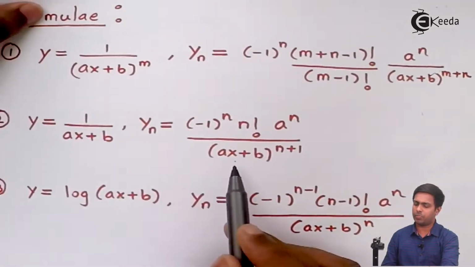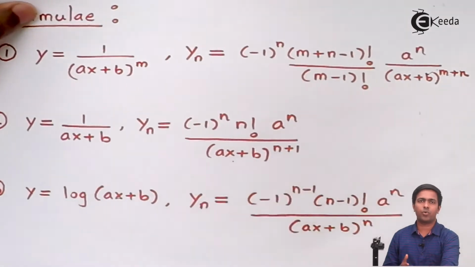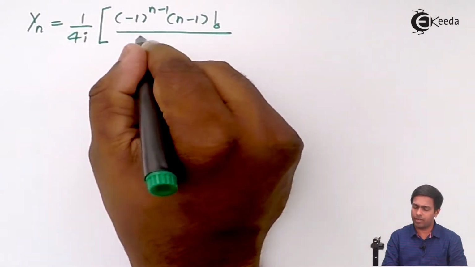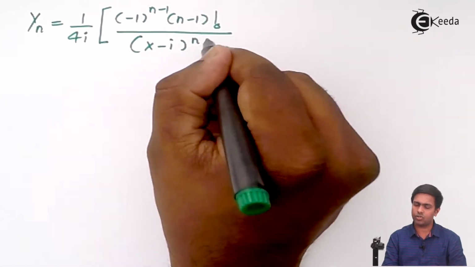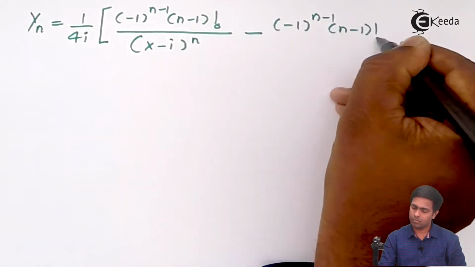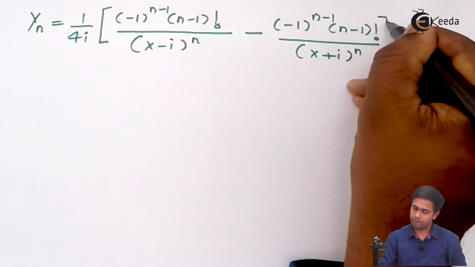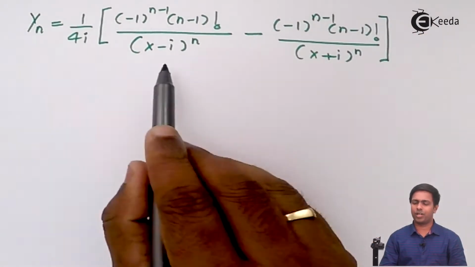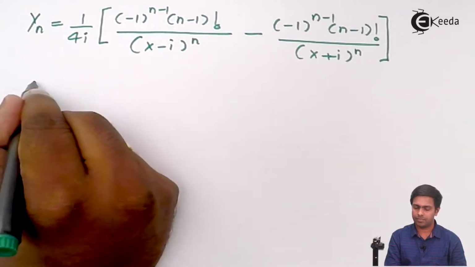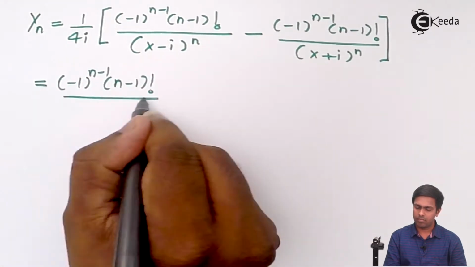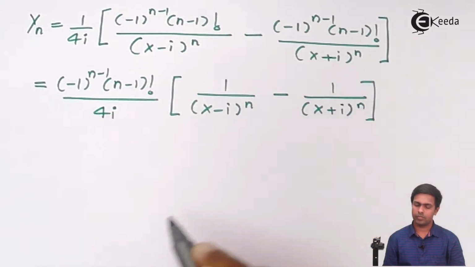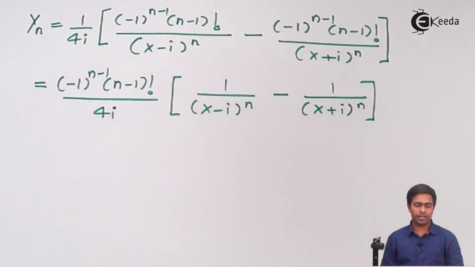now here in the formula we have ax plus b raised to n plus 1, but since we have to take one step back, it will be ax plus b raised to n, so that will be x minus i raised to n. Similarly for the second term we'll get, now from these two terms we can take minus 1 raised to n minus 1 factorial common, so we'll get, so guys, this is the value of yn.